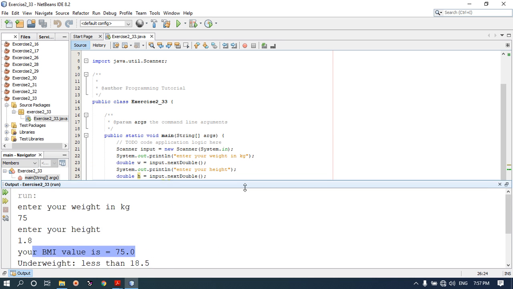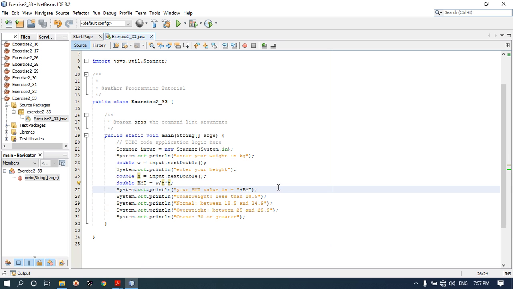Let's check the program. We are doing a mistake. So here I think the problem is here. It is not considering the hierarchy of implementation. Let's take it between brackets. Now check it again.